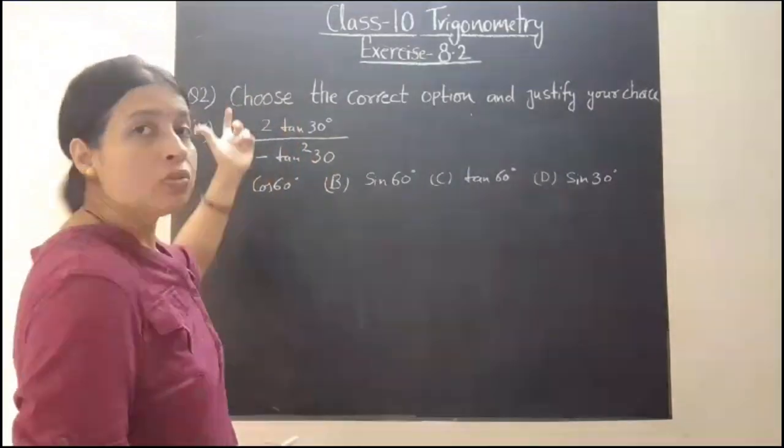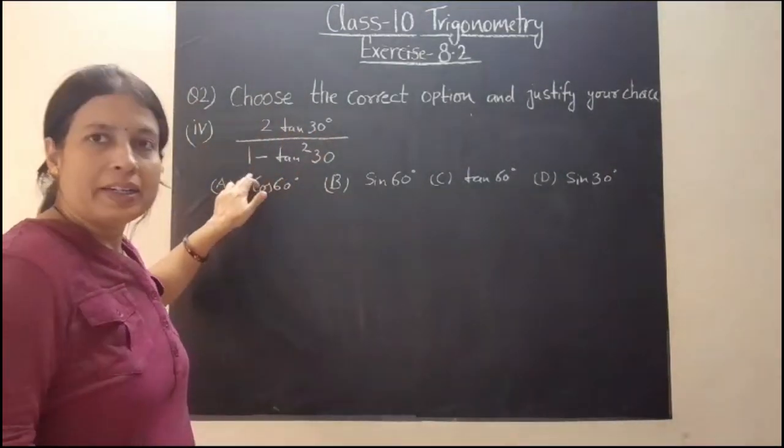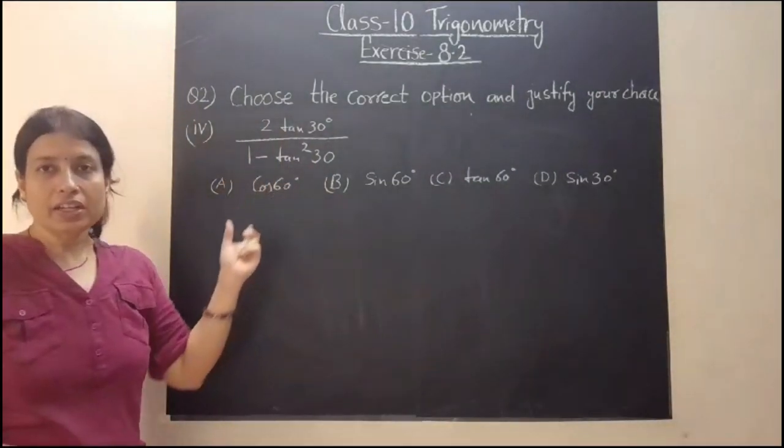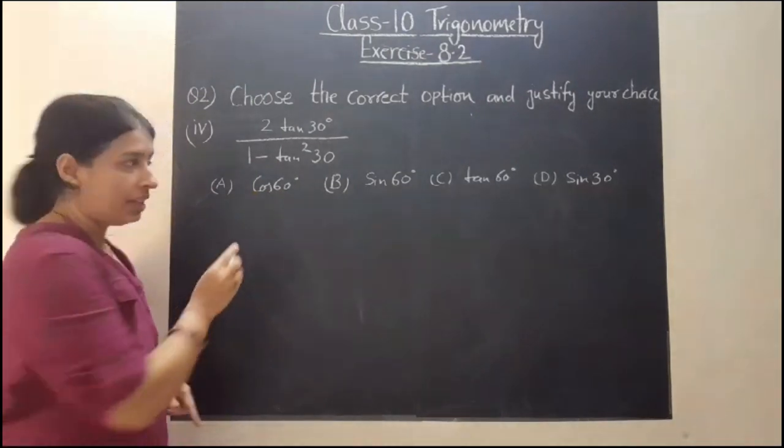So question number 2, fourth part is 2 tan 30 degree divided by 1 minus tan square 30 degree. So first we write the value of tan 30.